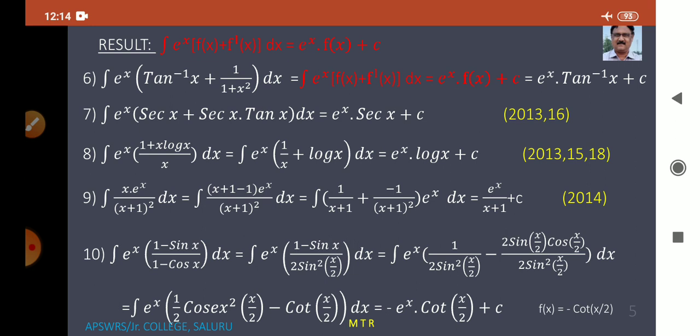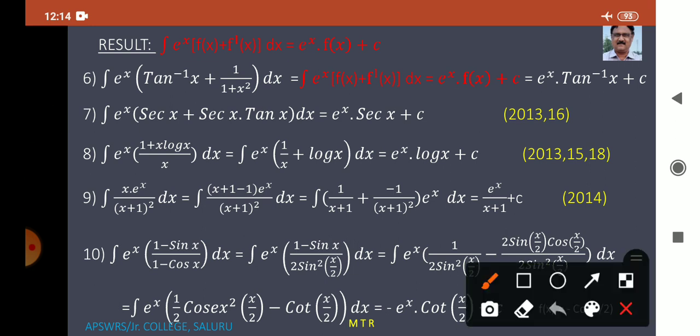Okay. Again, now the 10th problem. Evaluate the integral e power x into (1 plus sin x) by (1 minus cos x) dx. So here there is e power x, so you split the remaining function terms into f of x plus f dash of x form. So write this integral e power x as it is. You write this 1 minus cos x also as it is.